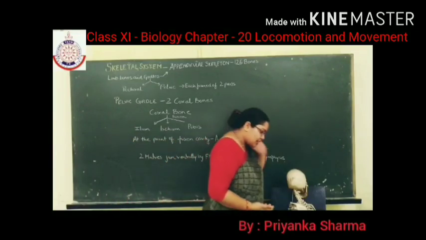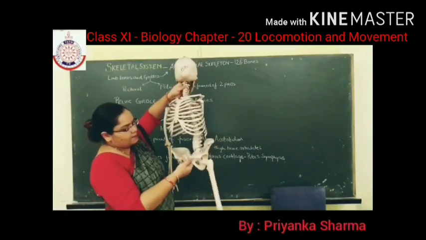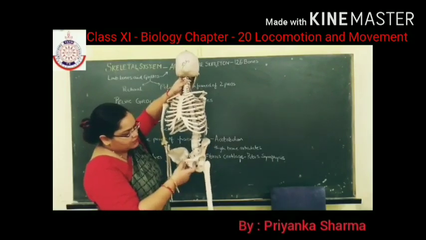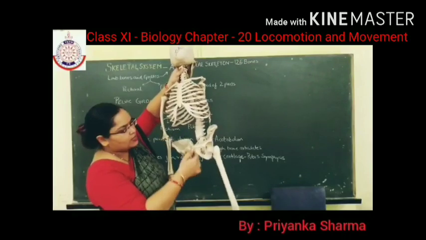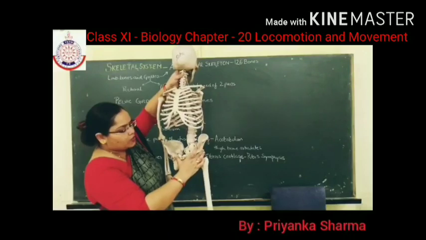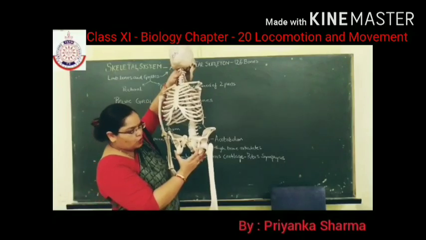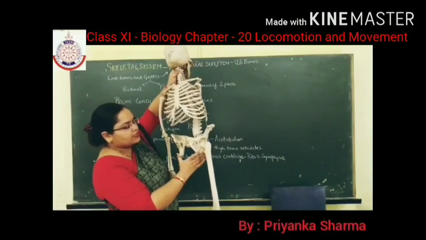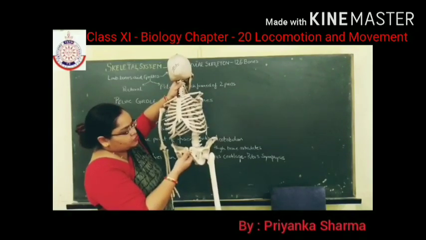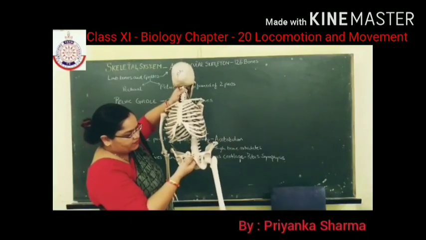Let me explain with the help of the skeleton. So this is the pelvic girdle. Now two halves are present. This is the one, you can see the joint here. So this is one, this is two, and each half is a coxal bone. The pelvic girdle is formed of two coxal bones. So the two coxal bones join ventrally by a fibrous cartilage, and where they join is known as the pubis symphysis. So this region is known as pubis symphysis.